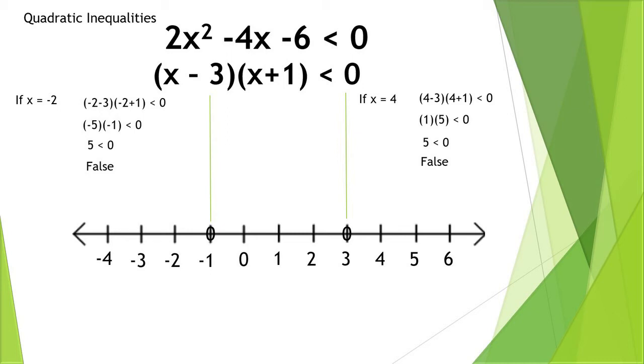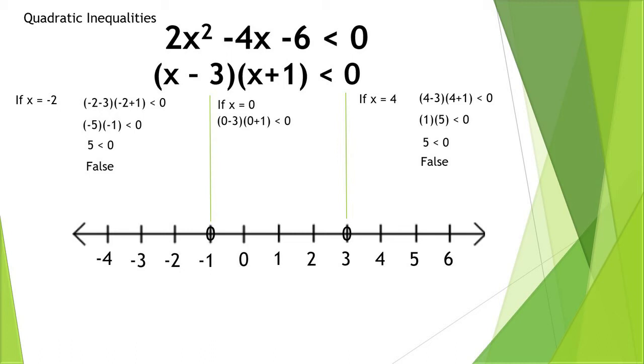Now how about a number between the critical points? Let us use 0 as the value of x. Substitute it, so it becomes 0 minus 3 times the quantity 0 plus 1 less than 0. Now what is 0 minus 3? Of course, the answer is negative 3.